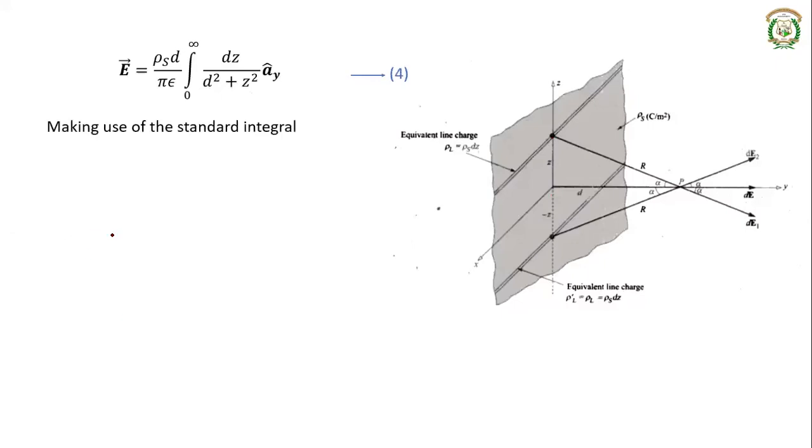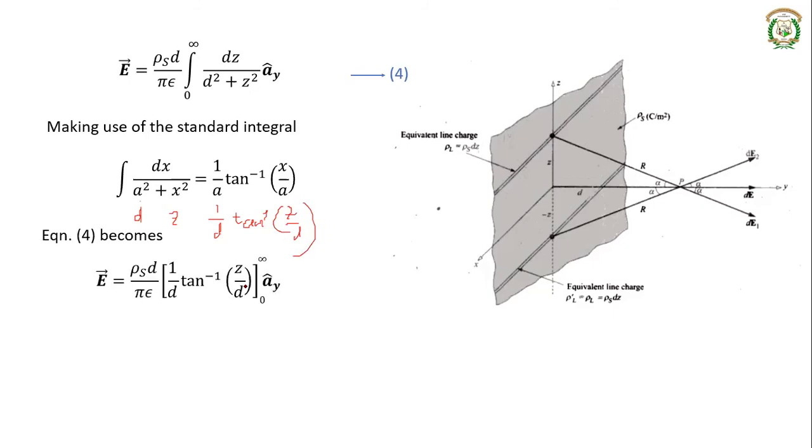To integrate this, again, we need to make use of one standard integral, that is integration of 1 upon a square plus x square. That is given by 1 by a into tan inverse of x by a. Here, in place of a, we have d. In place of x, we have z. So this will become 1 by d tan inverse z by d, right? So that's why we get this rho s d divided by pi epsilon, and the integration of this is 1 by d into tan inverse z by d. Limits are from 0 to infinity.